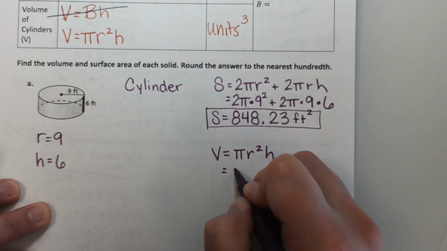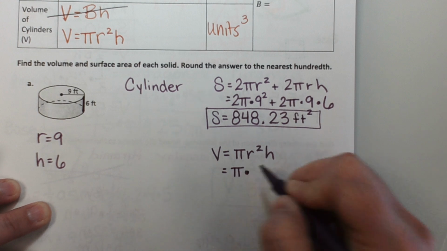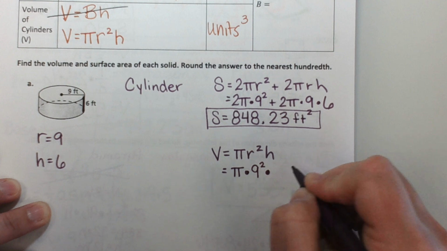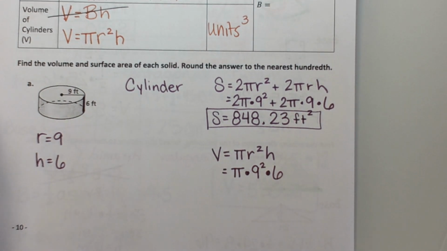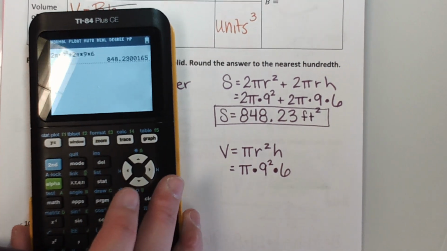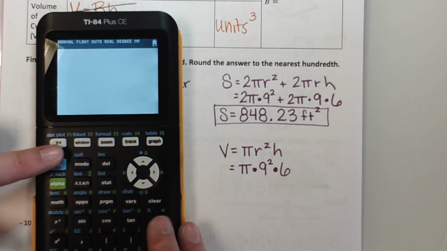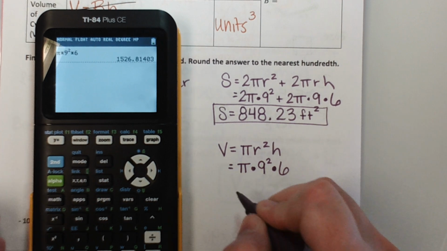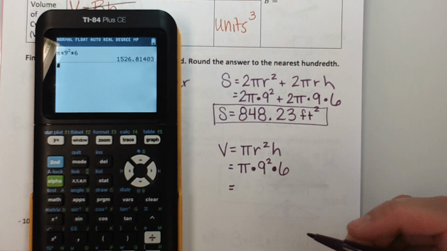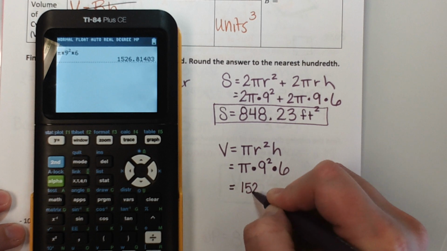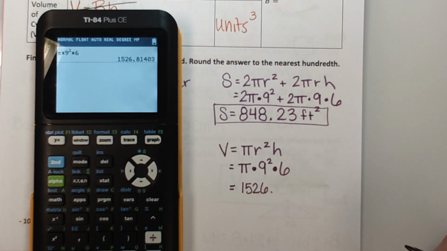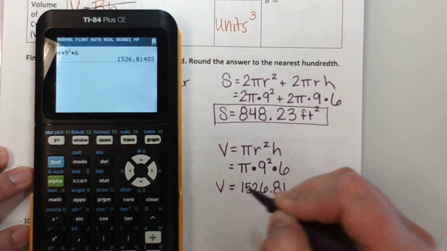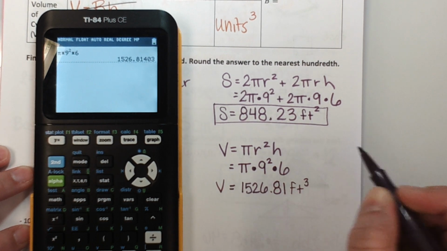Volume, same idea. Shorter formula. Pi, I have to put the times here. 9 squared times h we said was 6. Shorter formula, also very calculator friendly. 1526.81 feet cubed.